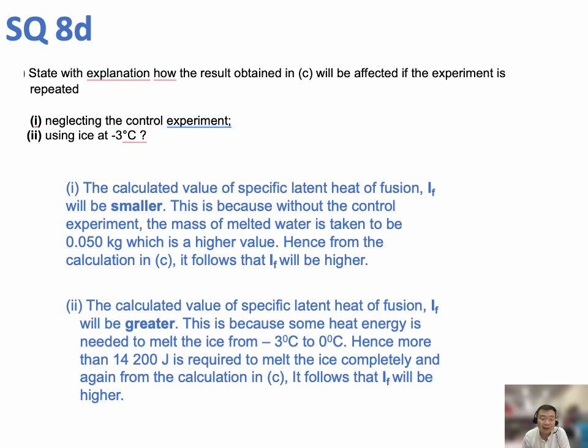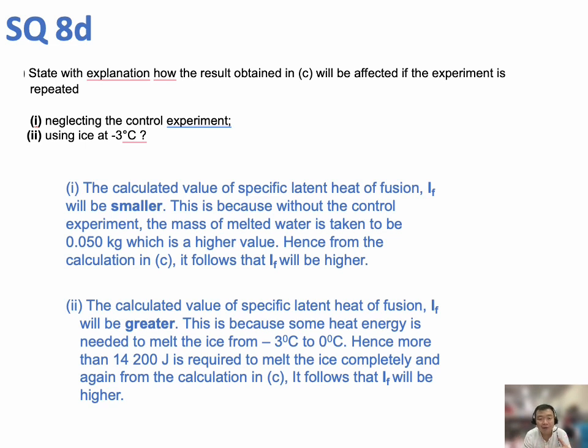Now for part two, what happens if you don't use ice at 0 degrees Celsius? You use ice that starts at -3 degrees Celsius. Then if you start with negative 3 degrees Celsius ice, you need a lot more energy from the heater to raise the temperature of the ice from negative 3 degrees Celsius to 0 degrees Celsius before it even starts melting. So the amount of energy that you record from the joule meters will be a bigger value, an overestimate.